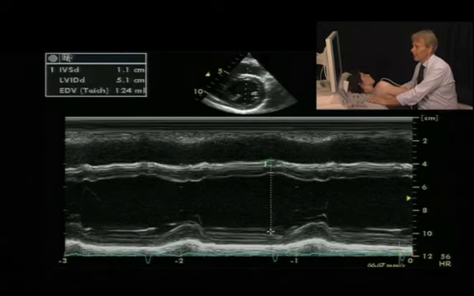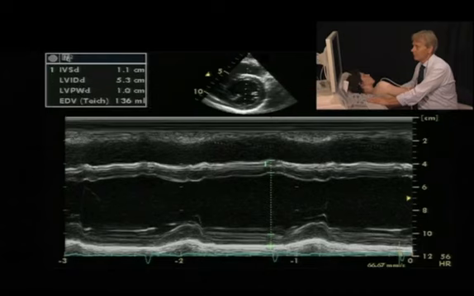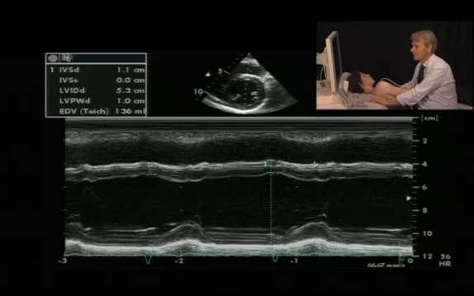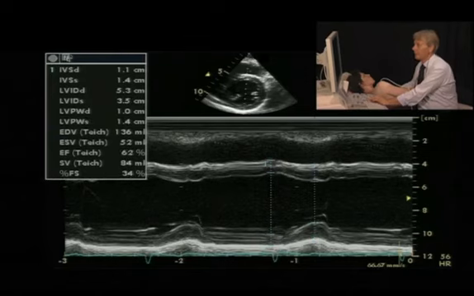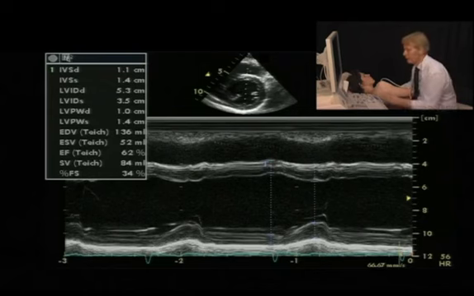Then you would measure the end diastolic diameter, the posterior wall. Now all these measurements are diastole, and you would then perform the same measurements at systole for the end systolic diameter, for the posterolateral wall, and these are the measurements basically that you would perform.